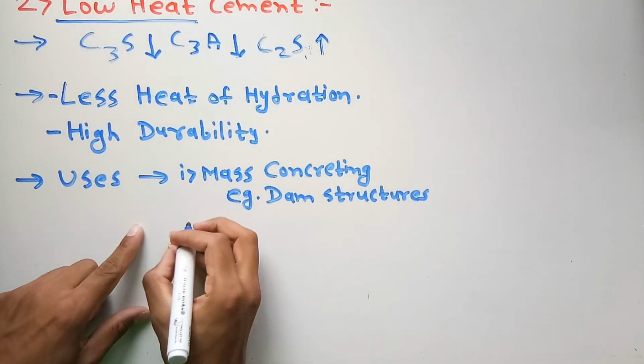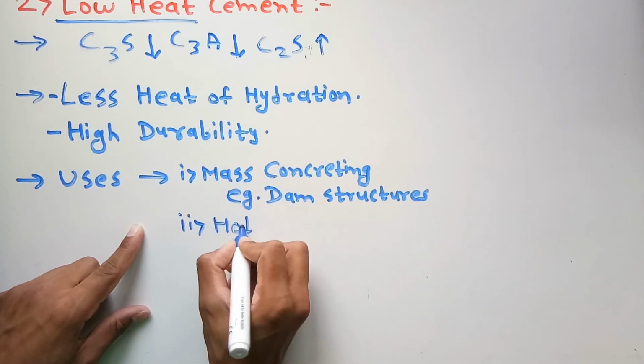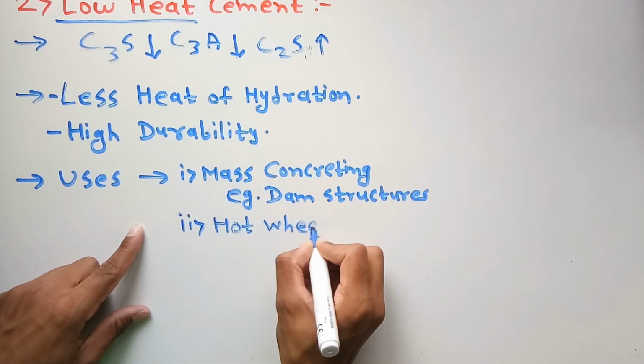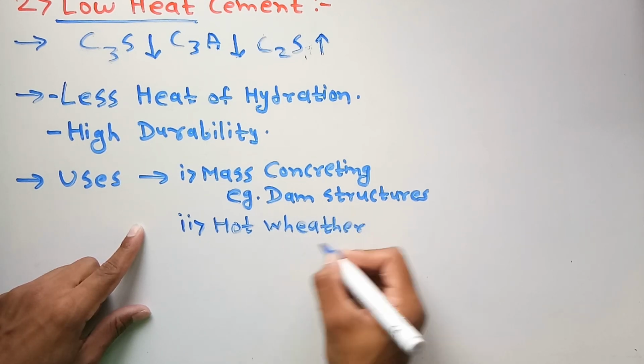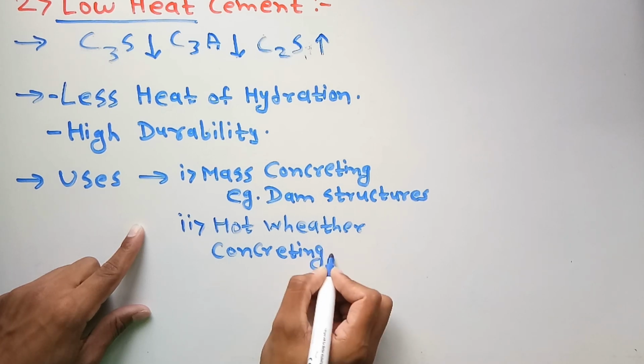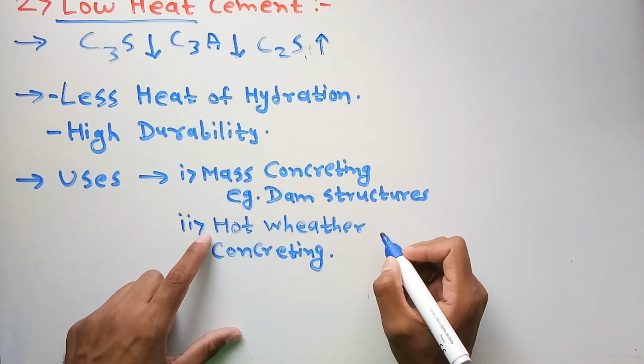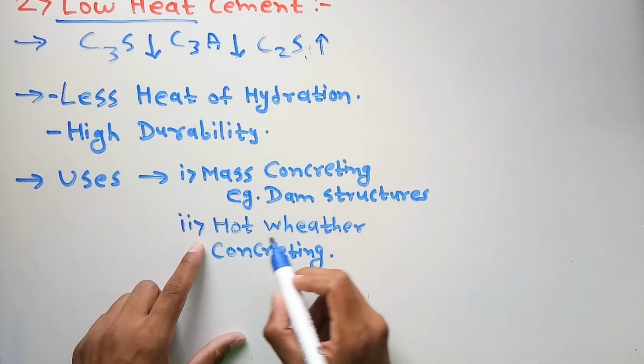And the second use, it is used in hot weather concreting. Hot weather concreting is the working environment when we work above 40 degrees Celsius, then it is termed as hot weather.